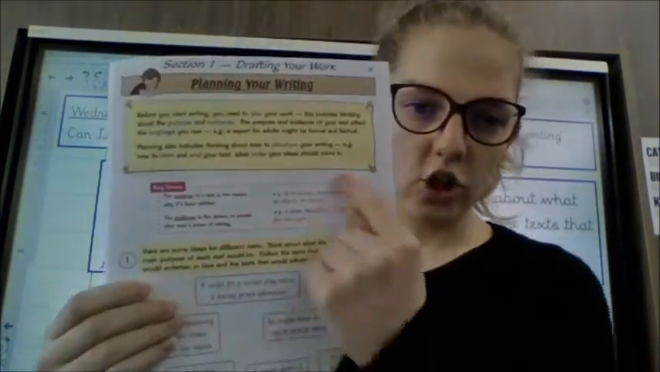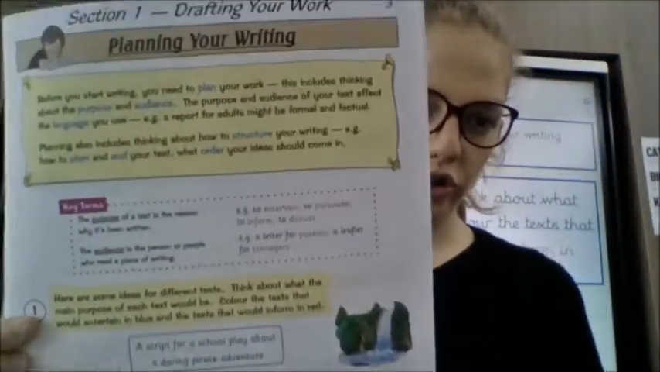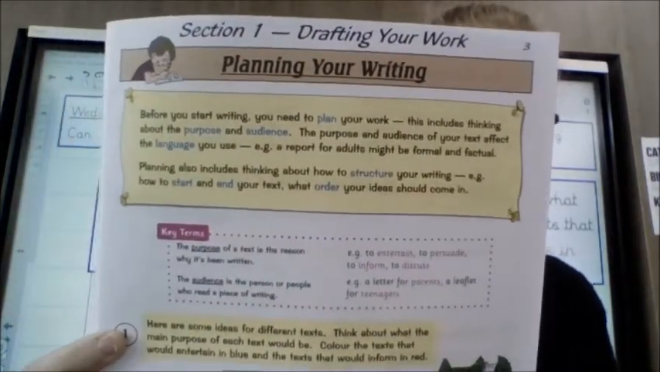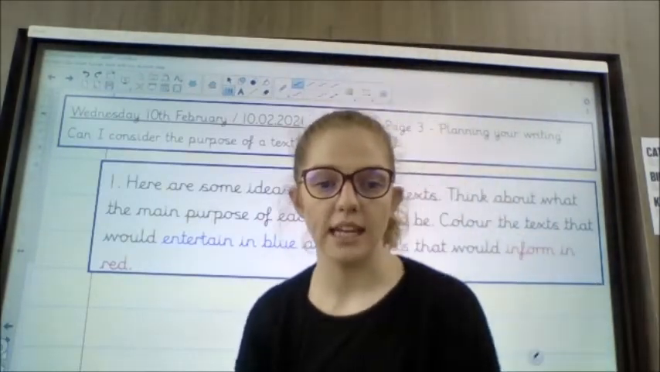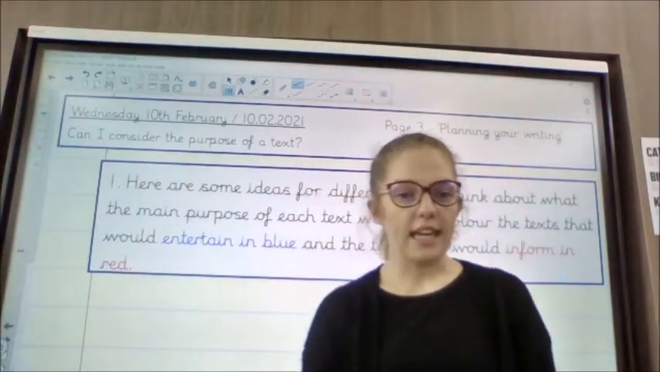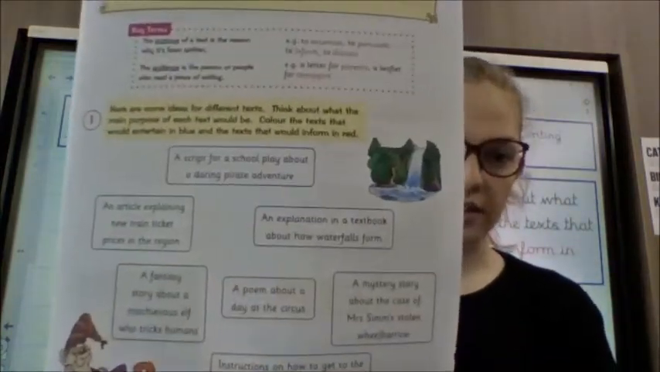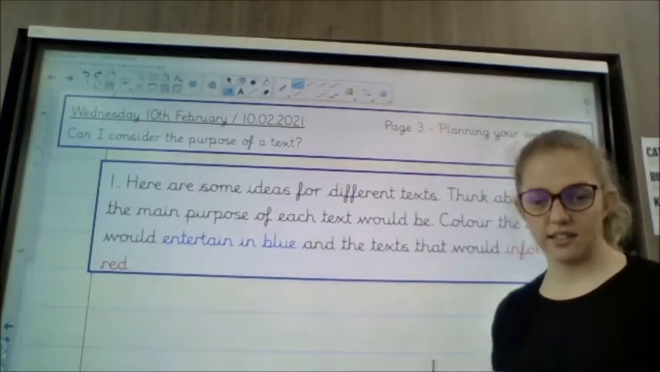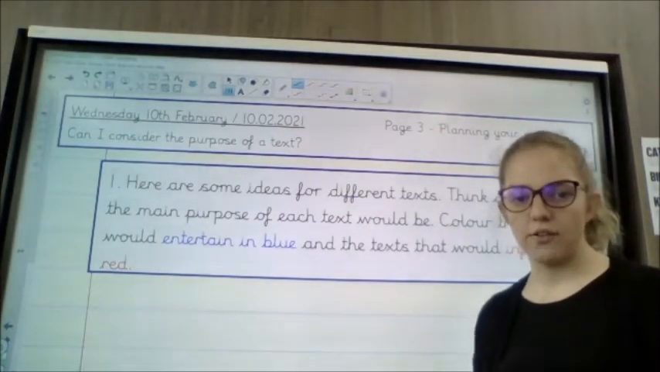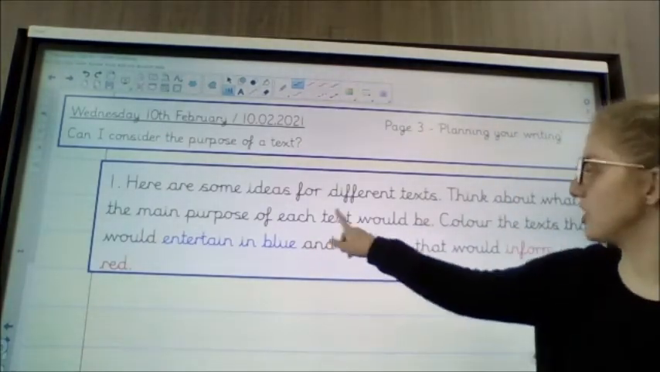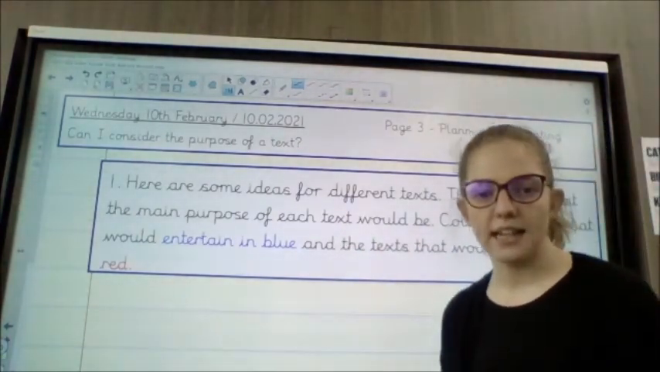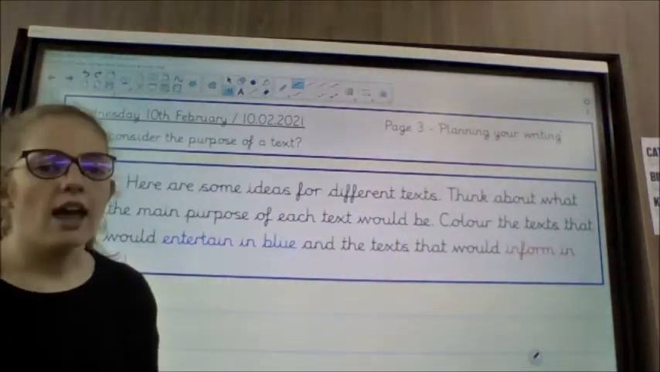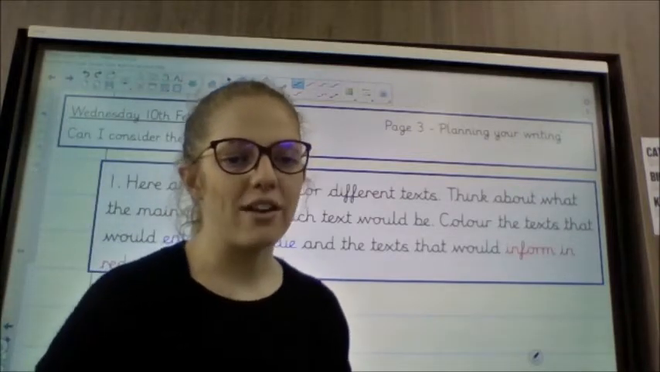So this little bit at the top is what we've just discussed. So this bit at the top in your workbook is there for you to refer back to, okay? Now, the first activity is this underneath, okay? And it's saying here are some ideas for different texts. Think about the main purpose of each, what the main purpose of each text would be. Colour the texts that would entertain in blue and those that would inform in red.